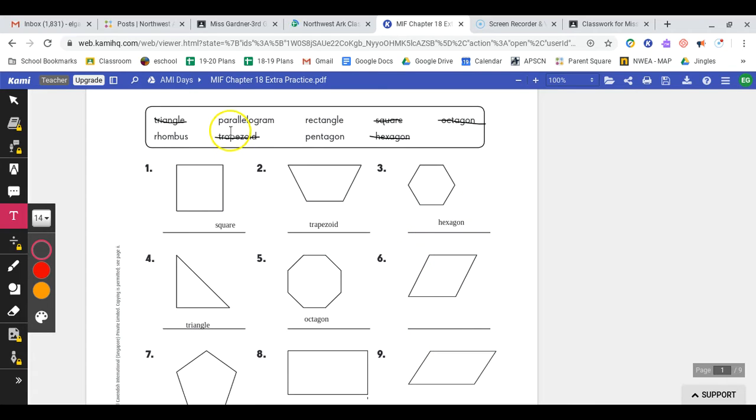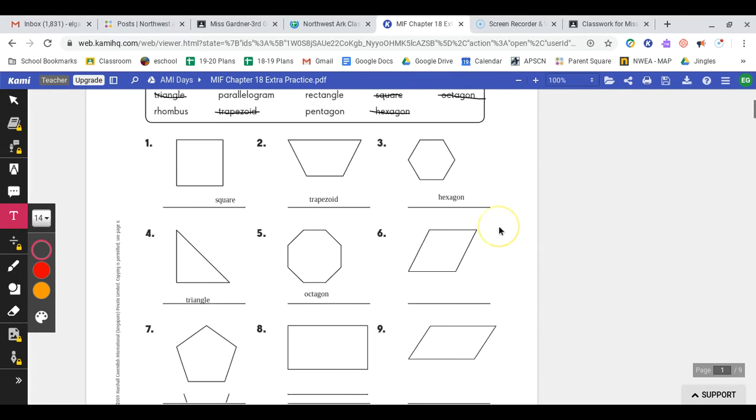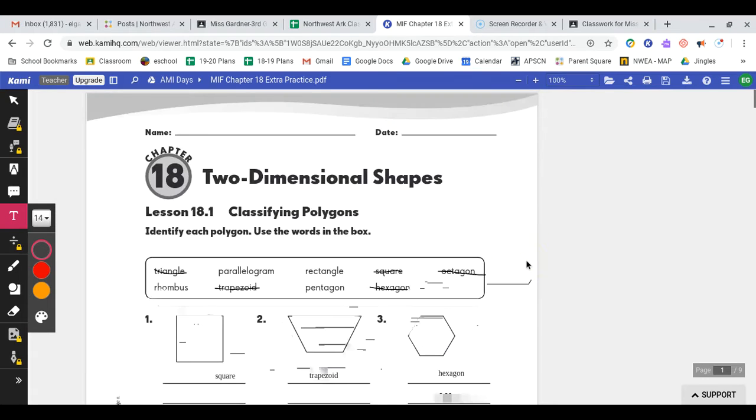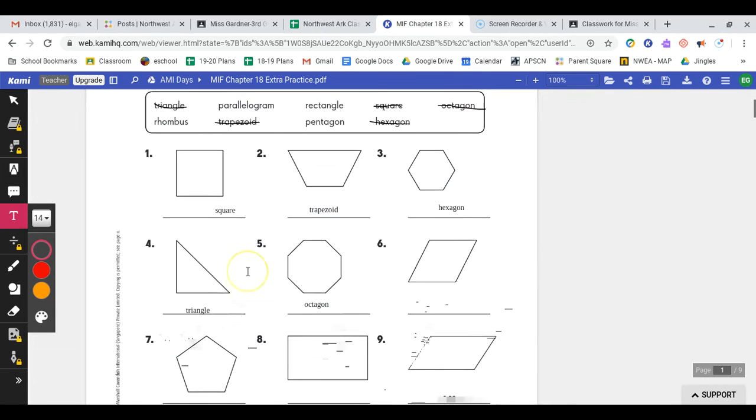The difference between these two, can you remember? A rhombus is a special parallelogram that not only has 4 sides and 2 sets of parallel lines, but also all of the sides are the same length. So we'll get back to this one because once again, it is both of those.